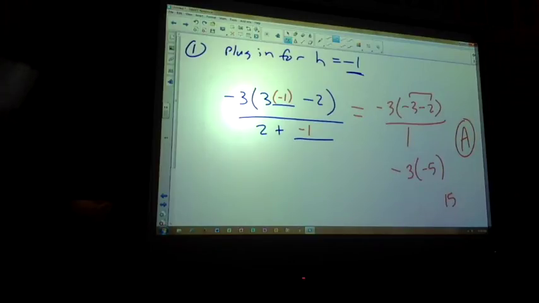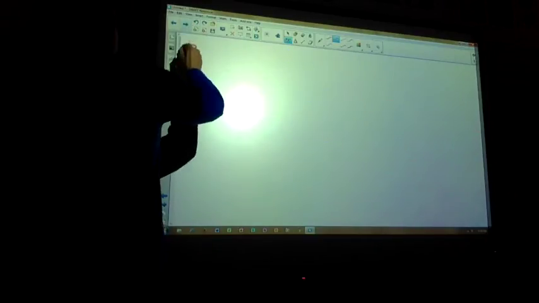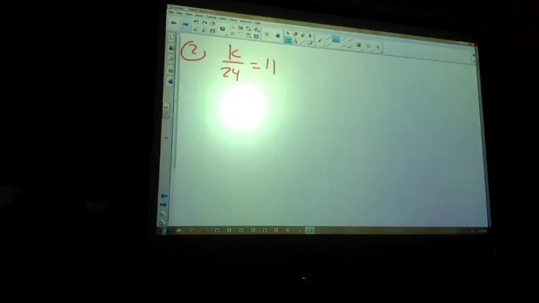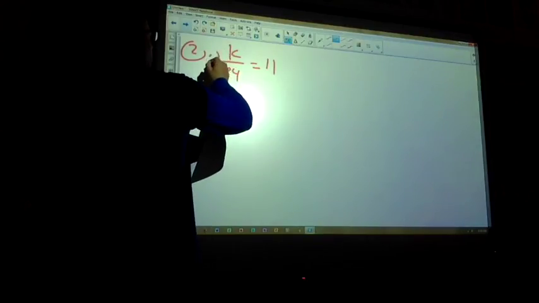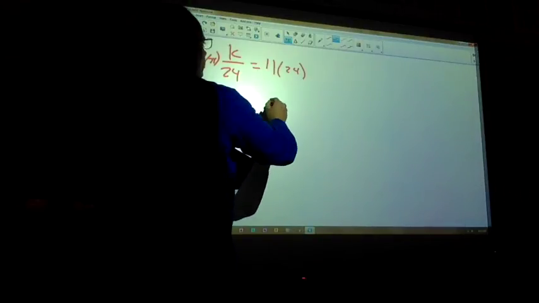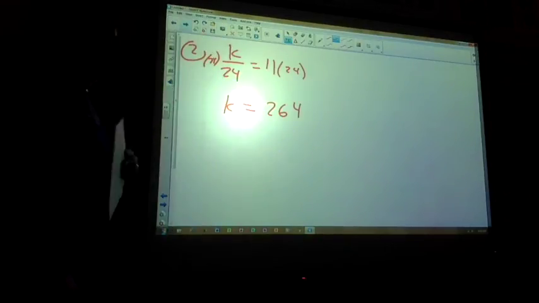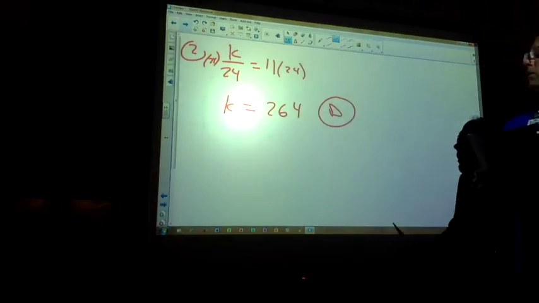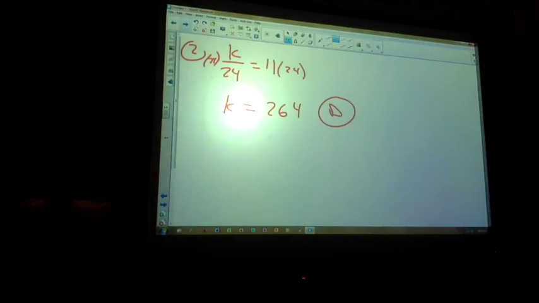Good? All right, problem number 2. We have k over 24. So that's a division problem. How do you undo division? Multiply. So multiply each side by 24. So k is equal to 264, right? Which is D. Which is letter D. Okay? Everyone feel good about that one?